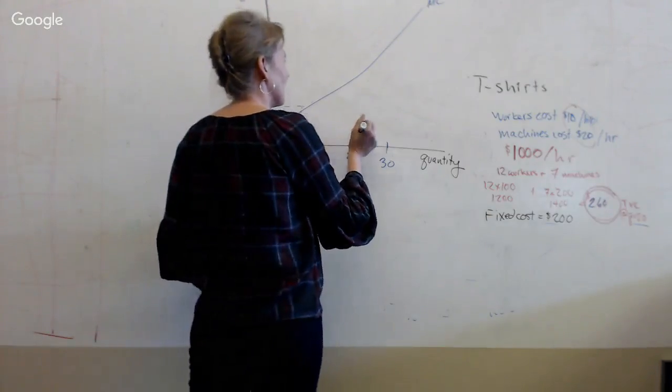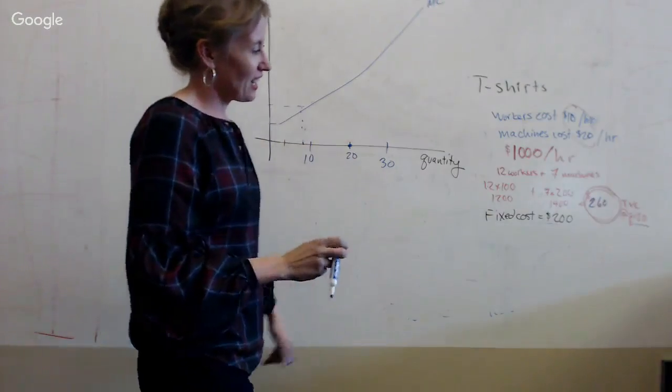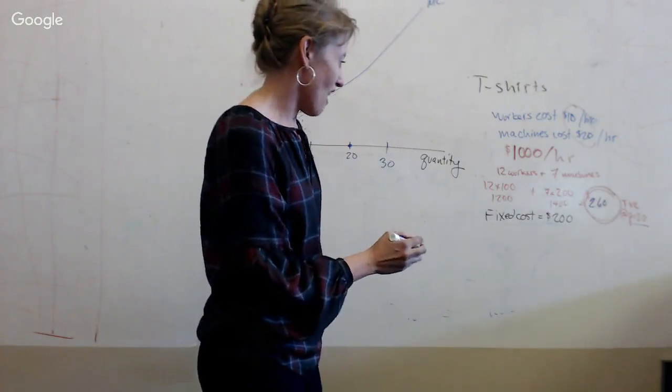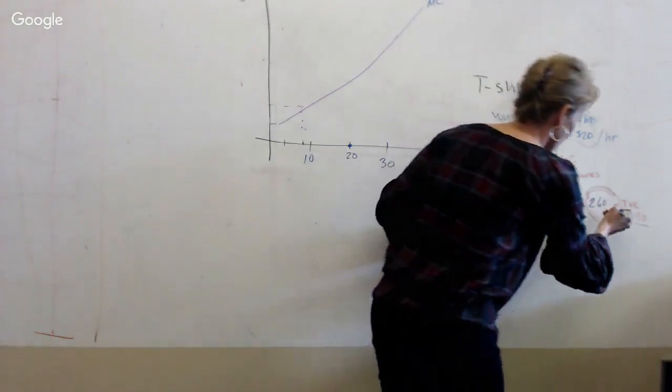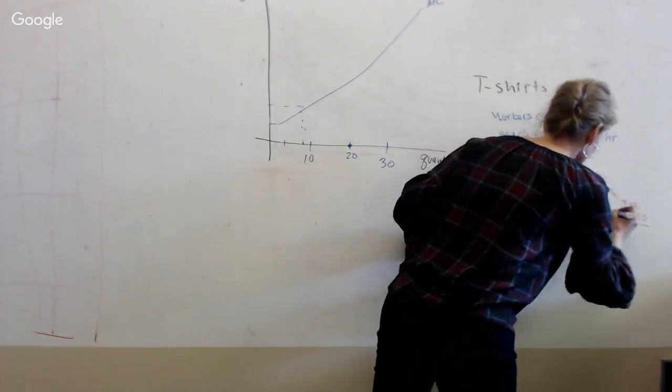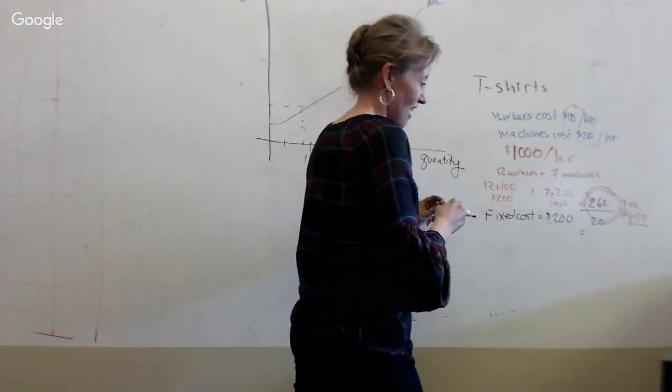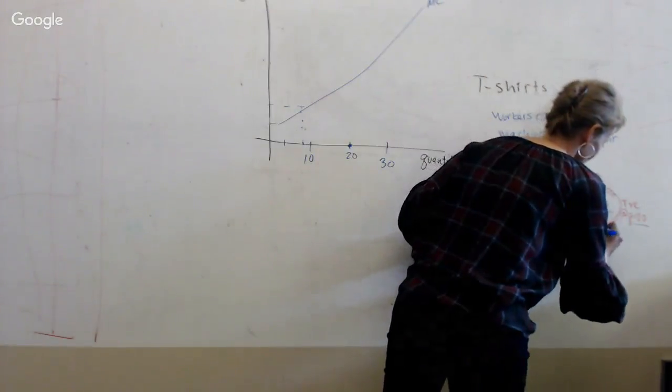But so let's say our total variable costs are $260. If we divide by 20, then our average variable costs are $13.